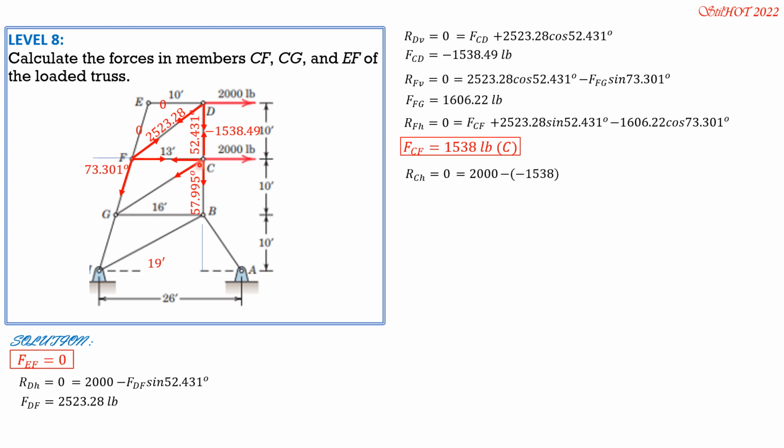Then minus FCF, which is negative 1538. It is to the left, but its sign is negative. So minus negative 1538. Then minus FCG sine of 57.995. The horizontal component of FCG is leftward. So that's why it's minus FCG sine of 57.995. So from here, we can solve FCG. FCG is 2000 plus 1538 divided by sine 57.995. It is positive. So 4172 pounds tension.